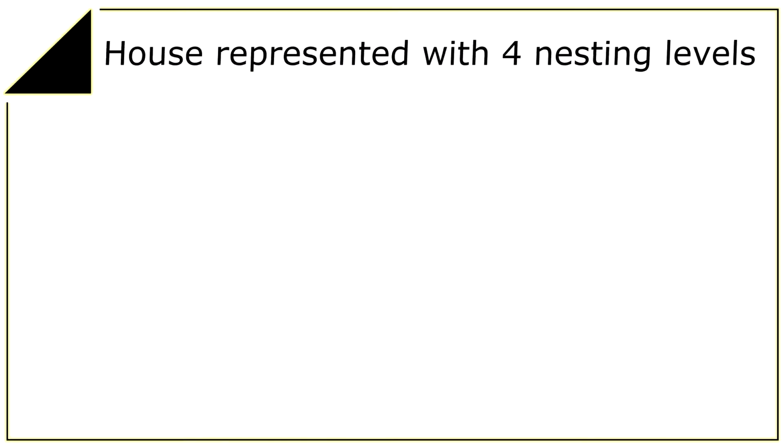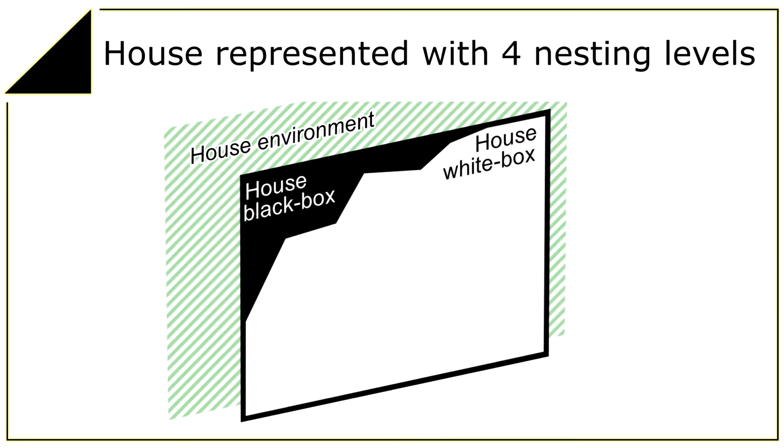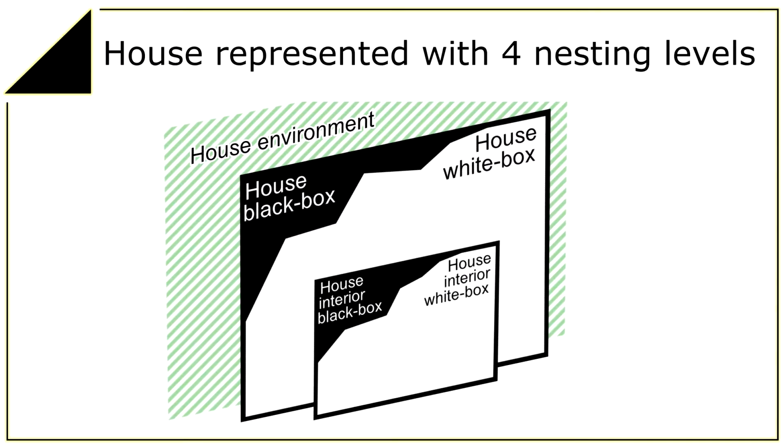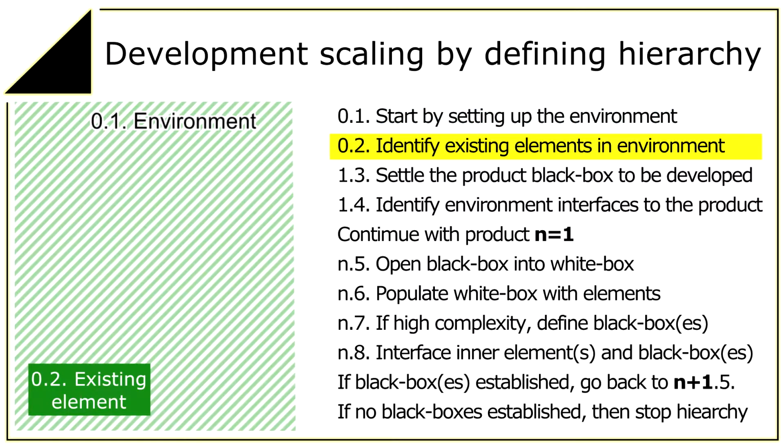To conclude, the number of needed nesting levels depends on how complex and large the product is. The house was successfully represented with 4 nested levels. The scaling procedure can be summarized in the following steps. Start with establishing the environment at nesting level 0. Then identify all relevant elements that currently exist in the environment.